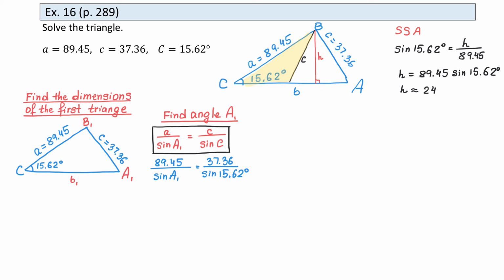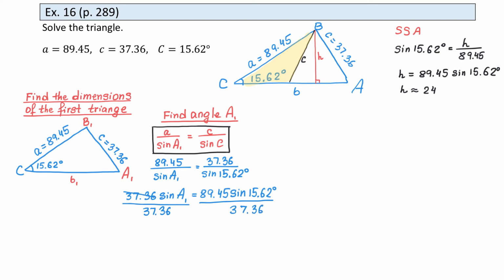So then 37.36 multiplied by sine of angle A1 equals 89.45 multiplied by sine of 15.62 degrees. We will divide both sides by 37.36.